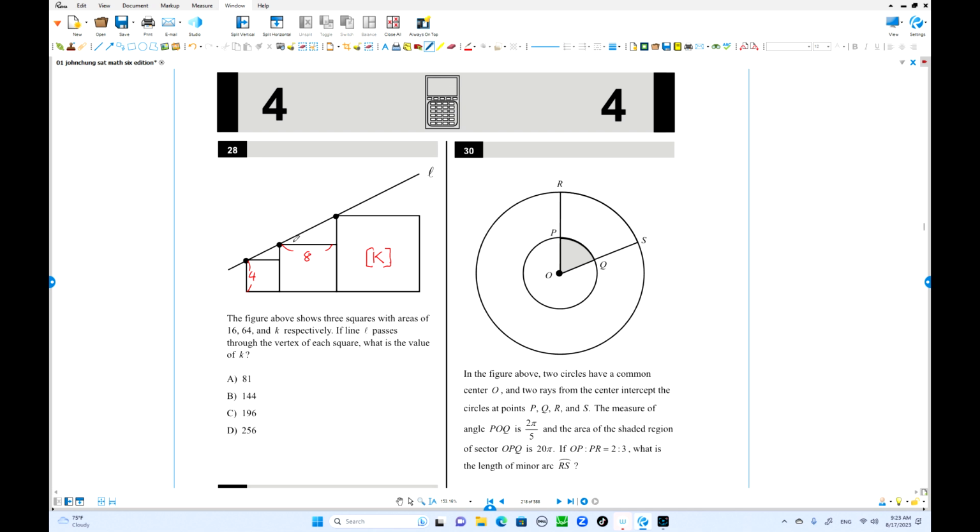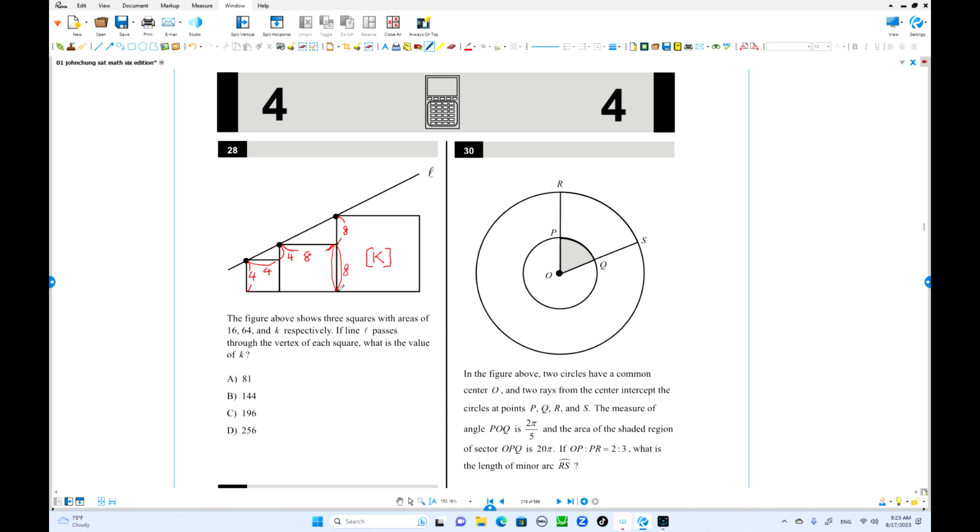Because this is linear, the slope is constant. So what is the length of this one? This is 4. 4 minus 4, this is 4. This is also 4. So slope is 1. Slope is 1 means this space and the change in y are all equal. This is also 8. From here to here, 8 again.